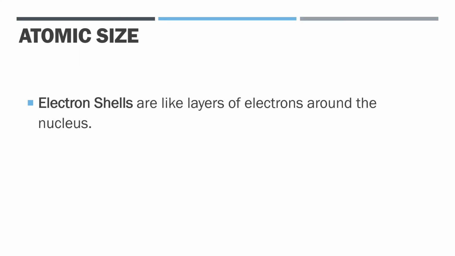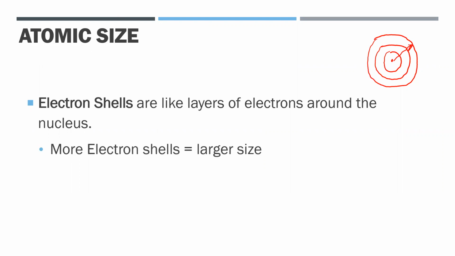Electron shells are like layers of electrons around the nucleus. So if I have a nucleus in the center, the first electron shell or energy level would orbit that nucleus. The second would have to be outside that first orbit and be further out. The third would be even further out, and the fourth would be further out from that, and so on. So we see as we have more shells, the radius of the atom gets larger. More electron shells, bigger atom.